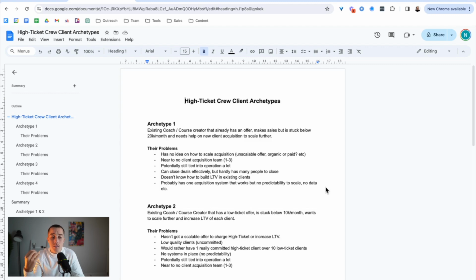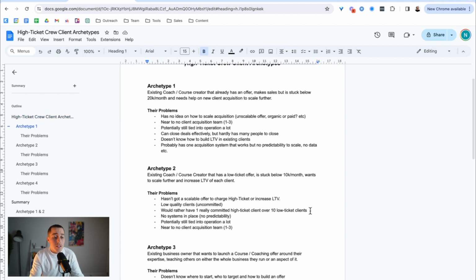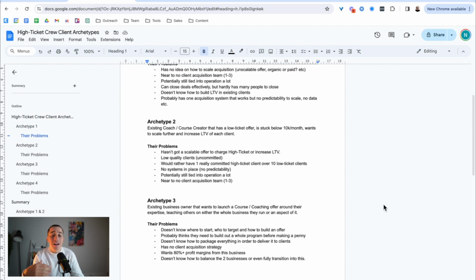Number 1 is an existing cultural course creator that already has an offer, makes sales, but is stuck below 20k per month. And I mean anywhere between like 5 to 20k per month, right? Even up to 30k per month. Number 2 is if you're an existing cultural course creator that has a low ticket offer and is stuck below 10k per month. Again, it can be up to 20k per month, but generally I know based on being a course creator in the past, people tend to be stuck below 10k per month before they have a dialed in client acquisition system.